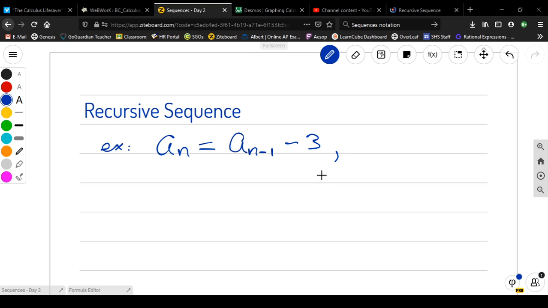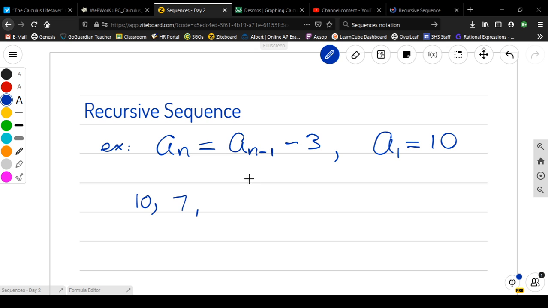Oftentimes, along with this general term, we have to know where our sequence is going to start. So we're going to say that a sub 1 is equal to 10. All right? Now, if I want to write out the first few terms of this so you can get an idea of what this recursive sequence would be, of course, the first term would end up being 10. Now, the second term says take the term before it and subtract 3.